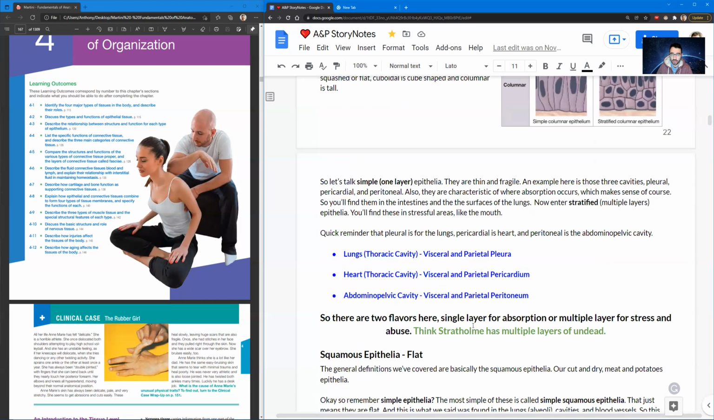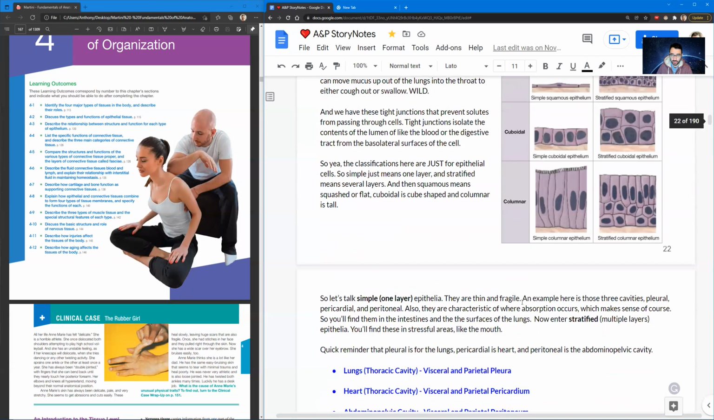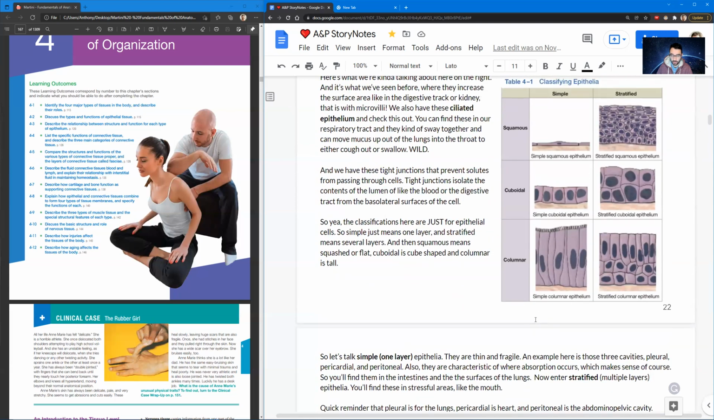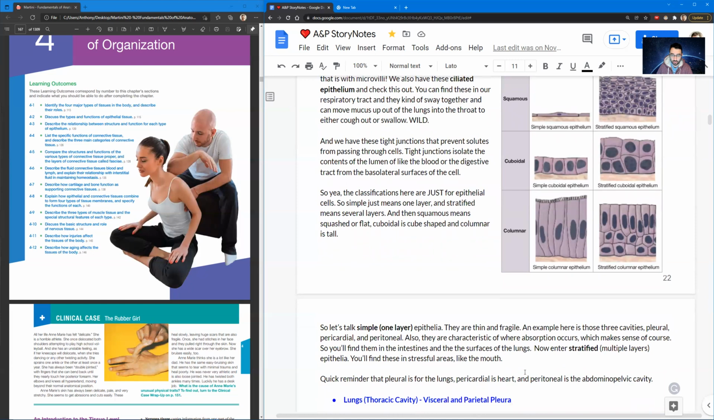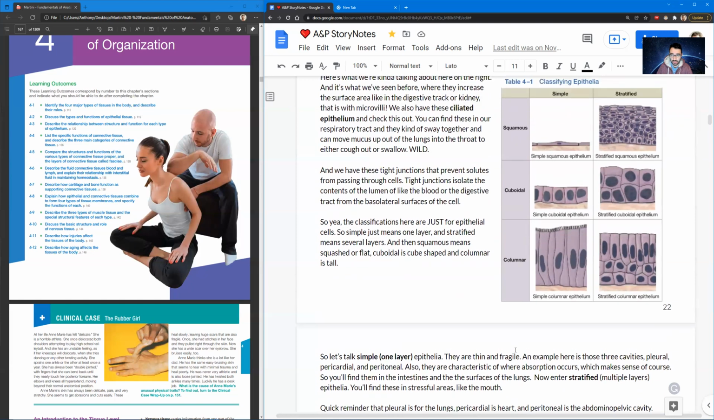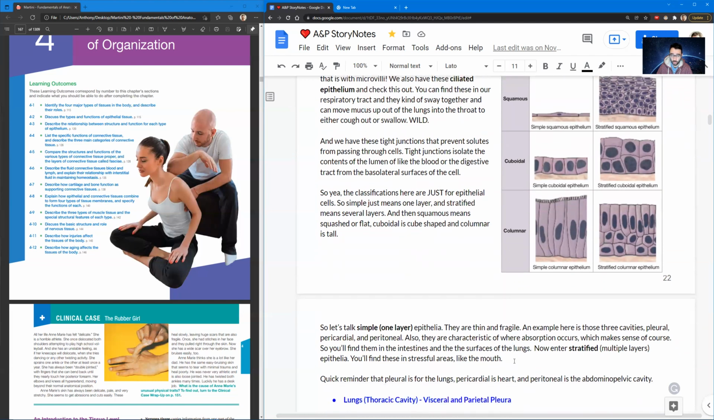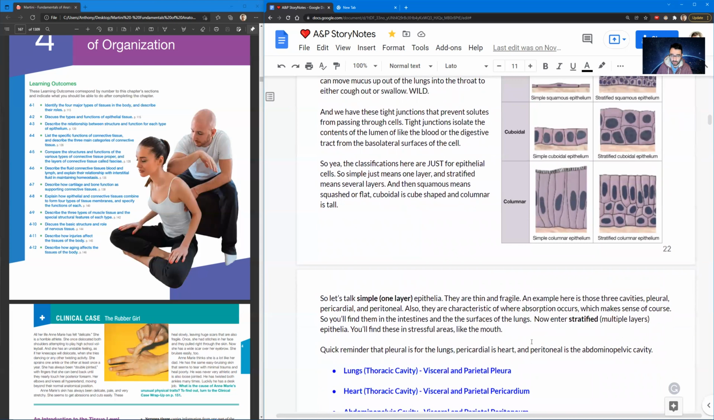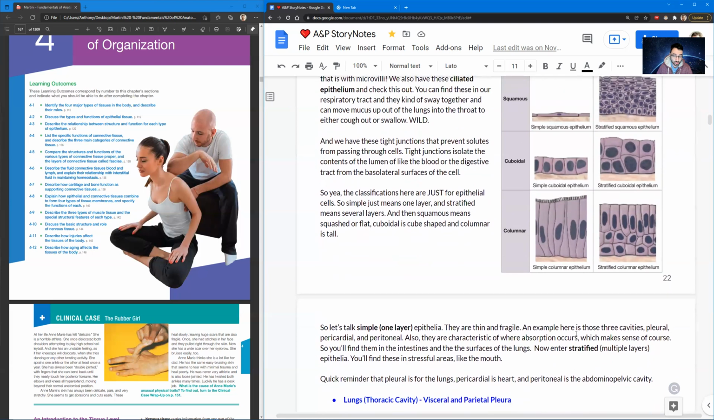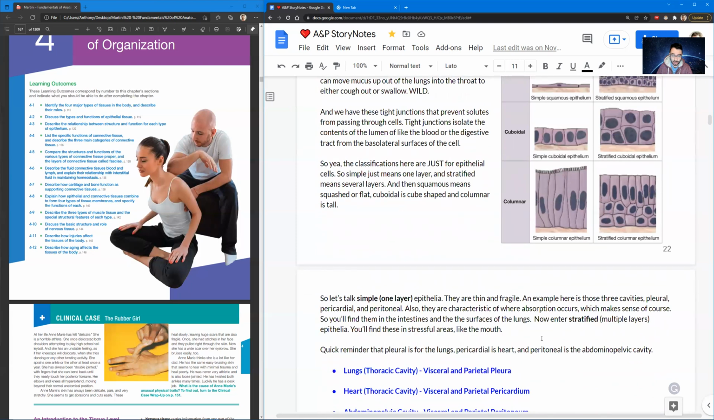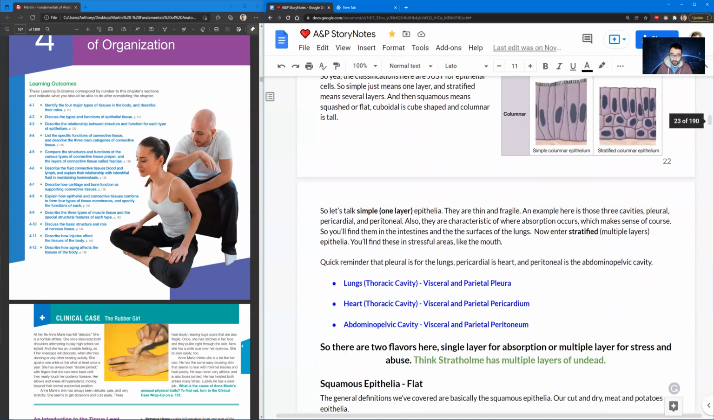All right. So let's talk simple epithelia. They are thin and fragile. An example here would be our body cavities, right? The pleural, pericardial, and peritoneal. And they're also characteristic of where absorption occurs, which makes sense because there's one layer, not a lot to go through, easy for absorption. All right. So you will find those in intestine, surfaces of the lungs. And like I mentioned before, then you have those stratified multiple layers, which you'll find in these stressful areas like the mouth. All right. Just a quick reminder of the body cavities here.